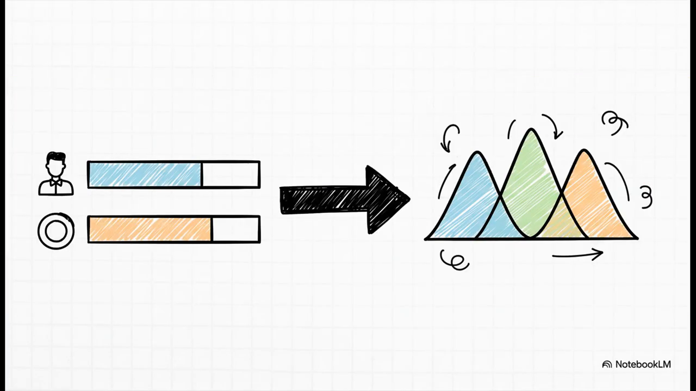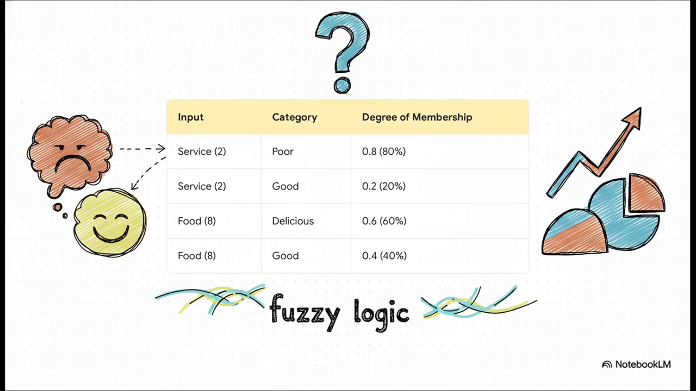Okay, step 1, fuzzify. Let's pretend we just finished dinner. The service was a 2 out of 10. But the food? The food was an 8 out of 10. It was delicious. So the system takes these two specific numbers, 2 and 8, and checks them against those graphs we just made. And boom, here's what it finds.